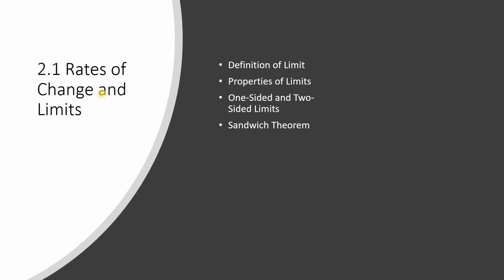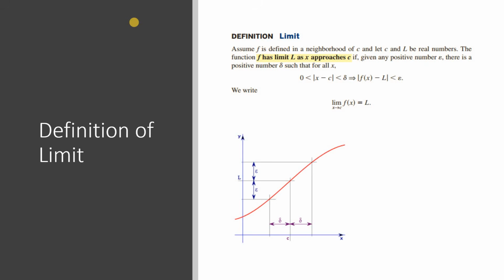Now the first section we're going to be covering deals with rates of change and limits. This will be divided into 4 subsections: definition of limits, properties of limits, one-sided and two-sided limits, and the sandwich theorem. So let's dive right into it.